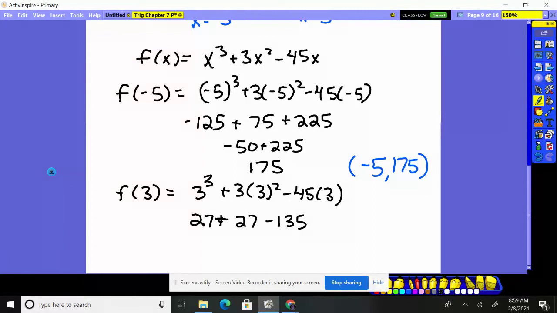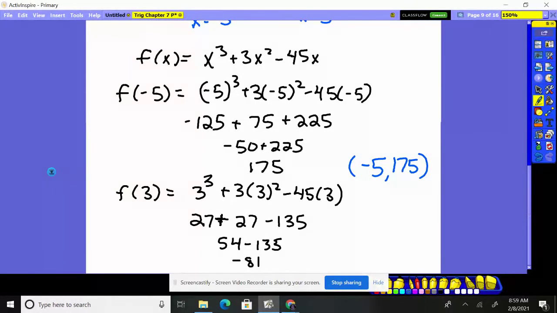Okay. For some reason, that seems a bit odd to me, 27 plus 27, but that looks correct. I don't see anything wrong with it. So what do we have here? 54 minus 135. What is that going to give us? Again, you have a calculator. Negative 81. Difference of 81 there.